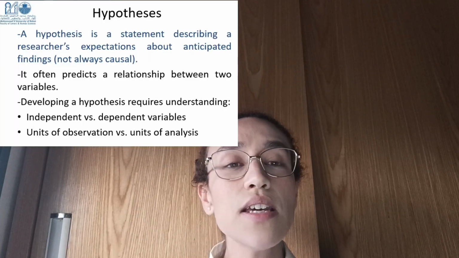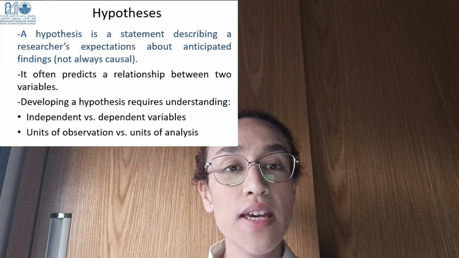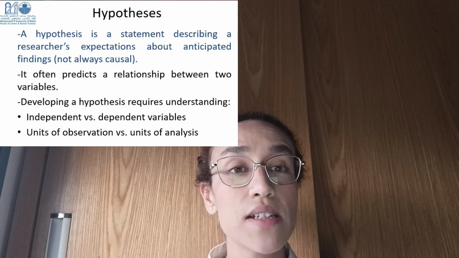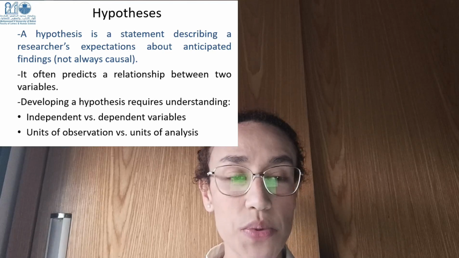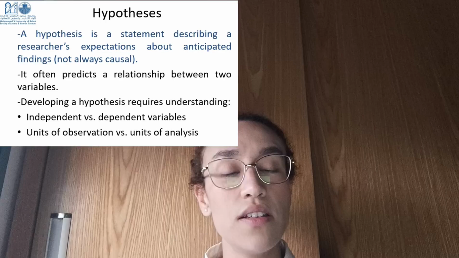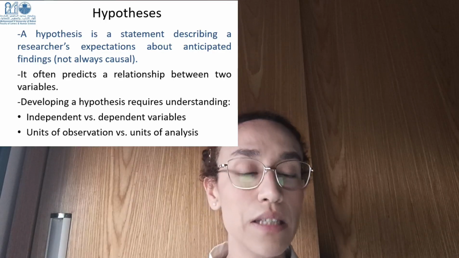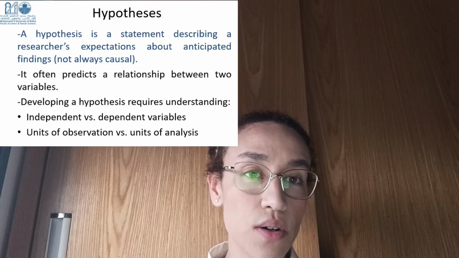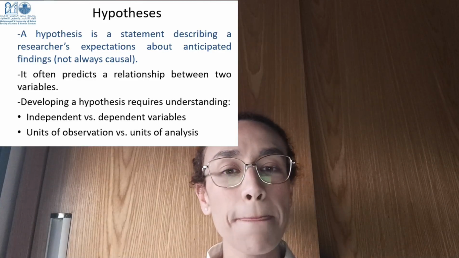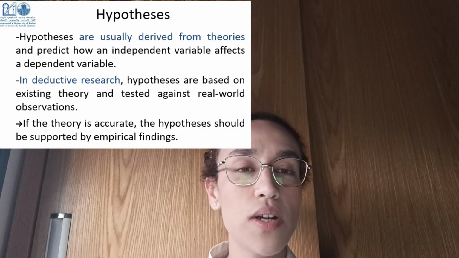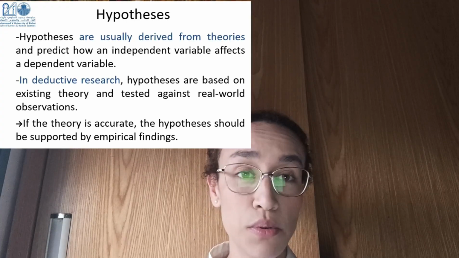Moving to hypotheses. A hypothesis is a statement describing a researcher's expectations about anticipated findings. It often predicts a relationship between two variables. In order to develop a hypothesis, you need to understand the difference between independent and dependent variables and units of observation versus units of analysis. Hypotheses are usually derived from theories and predict how an independent variable affects a dependent variable.